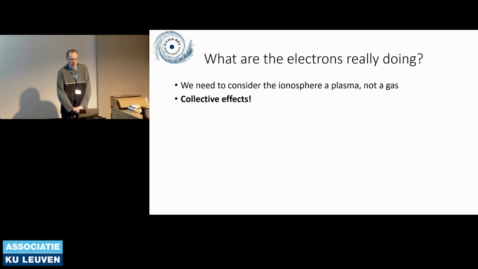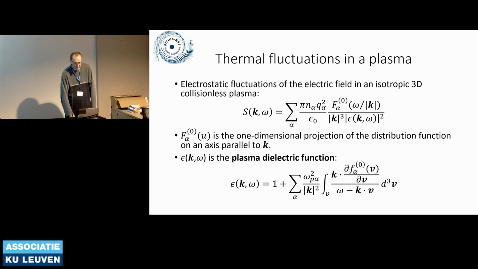So we need to think about what the electrons are really doing when they encounter our radio signals. We need to think about the collective effects because the ionosphere is a plasma. And now I also show equations that you have to memorize to be able to understand what I come to in the end. But this is one expression for what electrostatic fluctuations of the electric field in an isotropic three-dimensional collisionless plasma look like.